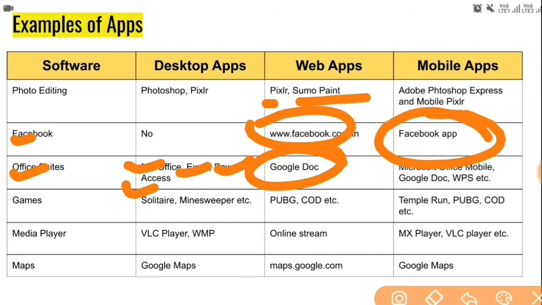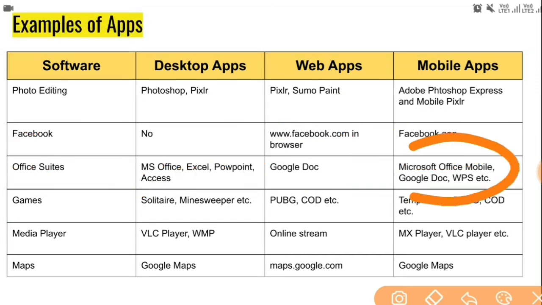Now the next thing is Microsoft Office Mobile, Google Docs, and WPS. These are the apps which are used on mobile, so they are also Office Suite apps.